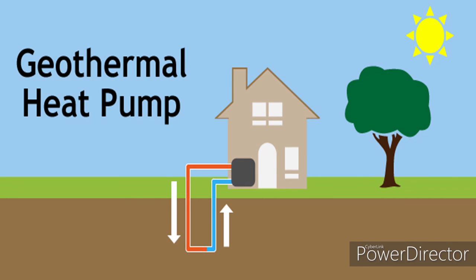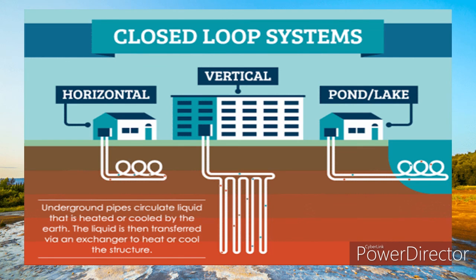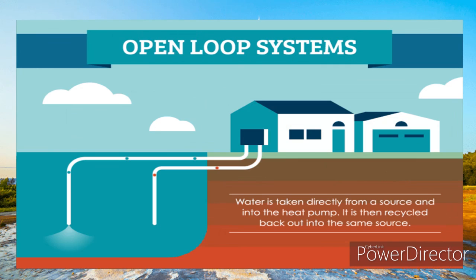Geothermal heat pump. There are three types of closed-loop systems such as horizontal, vertical and perpendicular. Underground pipes circulate liquid that is heated or cooled by the earth. The liquid is then transferred via an exchanger to heat or cool the structure. For an open-loop system, water is taken directly from a source and into the heat pump. It is then recycled back out into the same source.